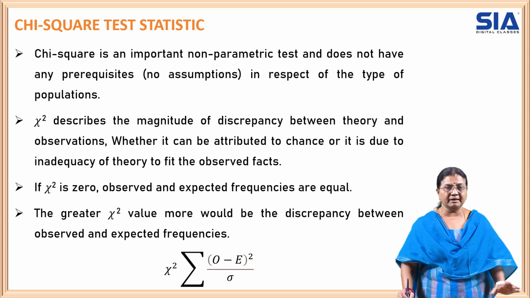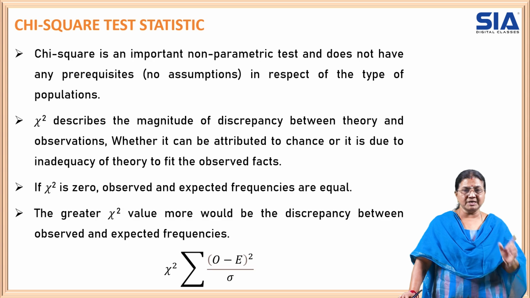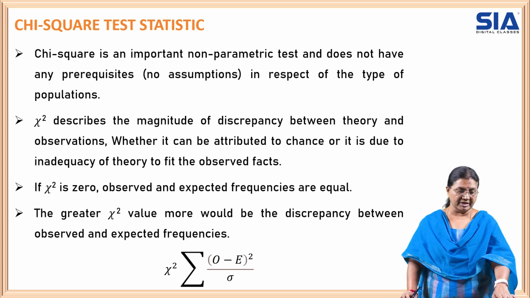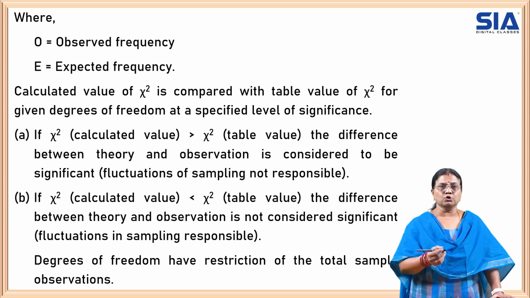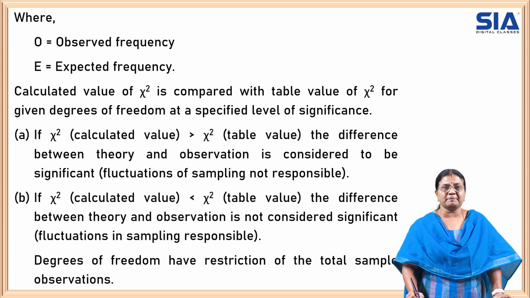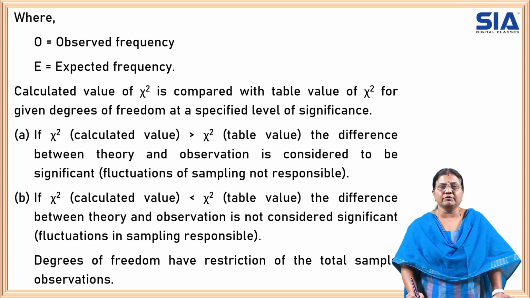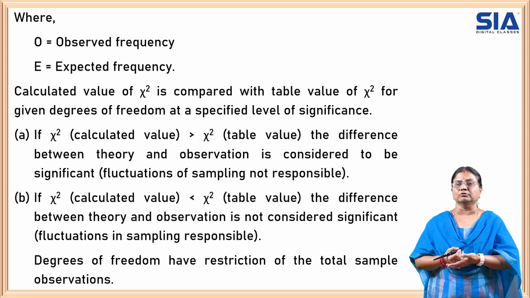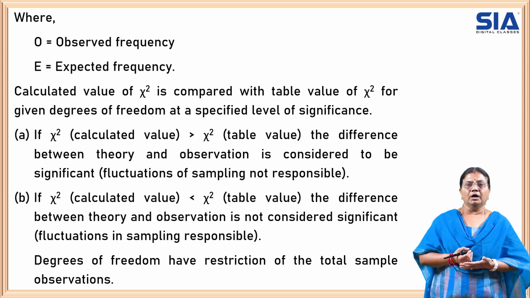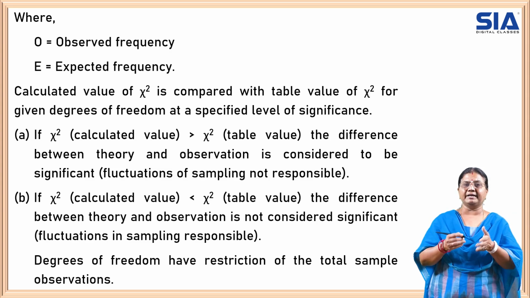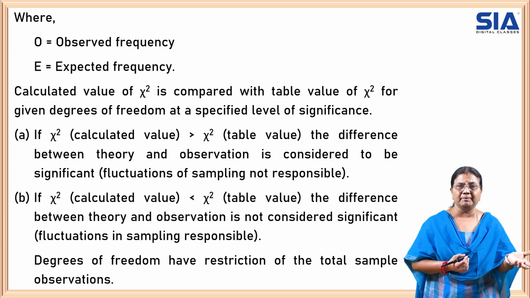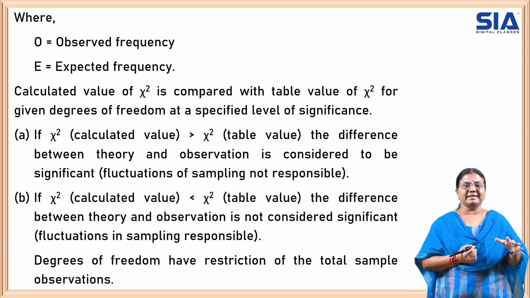So the formula given is chi-square equals sigma of observed frequency minus expected frequency, whole square, divided by expected frequency. As I told you, O is observed frequency and E is expected frequency. Whatever chi-square value we have calculated, we try to compare with the table value. Table value will be given under a specified degree of freedom at a specified level of significance, like 5%, maybe 1%, and the degree of freedom we will consider as n-1.